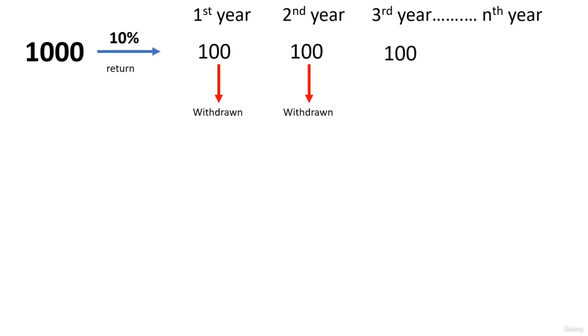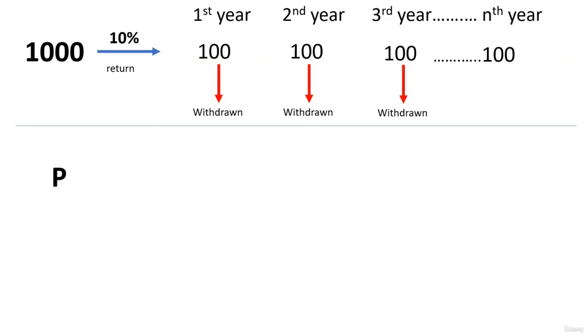Okay, same way, third year and the fourth year, up till the nth year, I'll basically be getting 100 rupees every year. And so if you observe carefully, the investment made with the bank at 10% rate of interest gives me 100 rupees return every year. Okay, so let us generalize now.